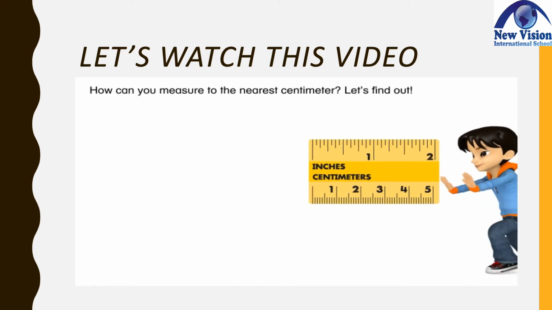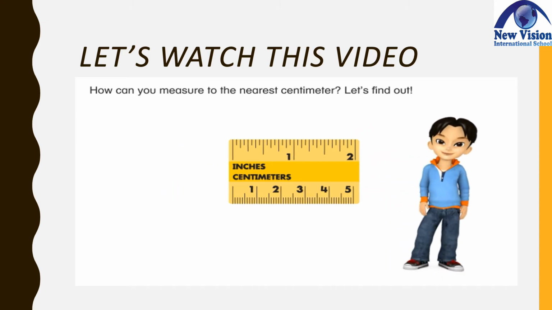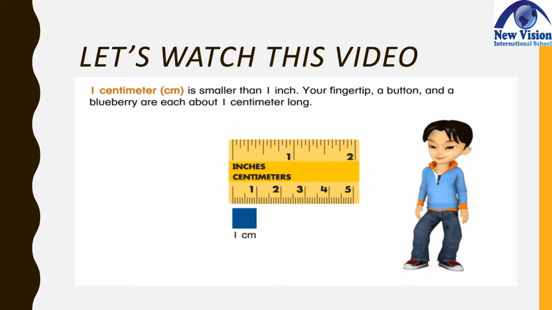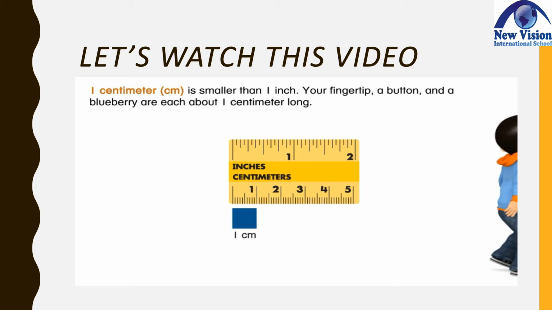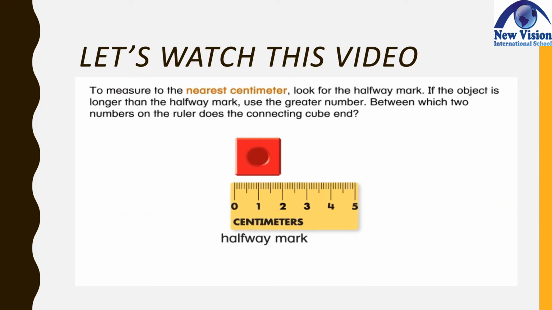How can you measure to the nearest centimeter? Let's find out. 1 centimeter is smaller than 1 inch. Your fingertip, a button, and a blueberry are each about 1 centimeter long. To measure to the nearest centimeter, look for the halfway mark. If the object is longer than the halfway mark, use the greater number.